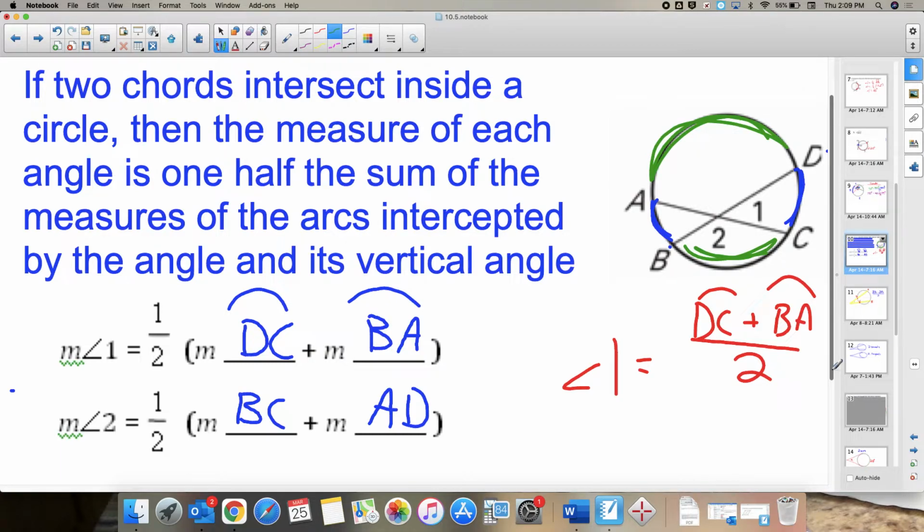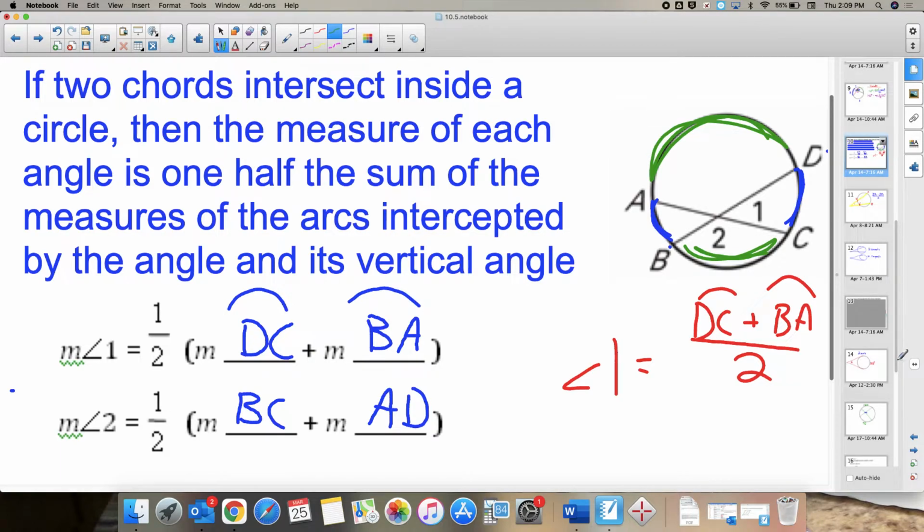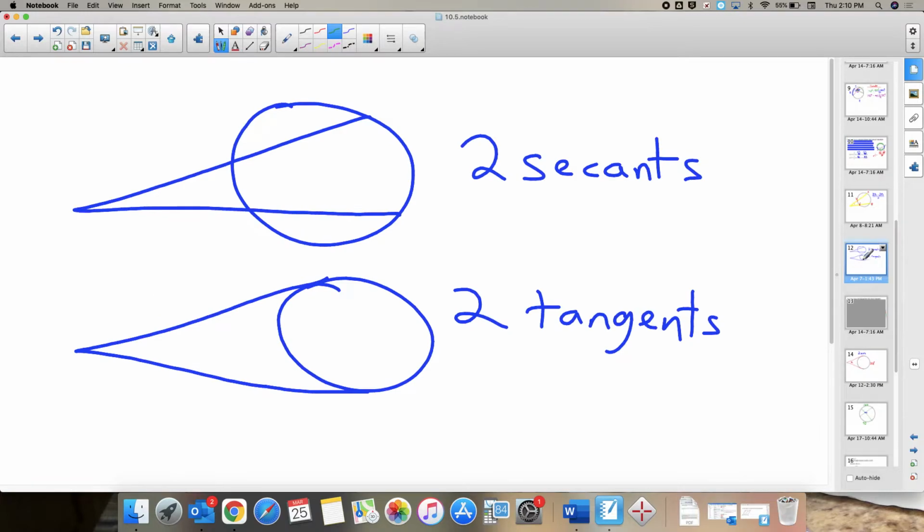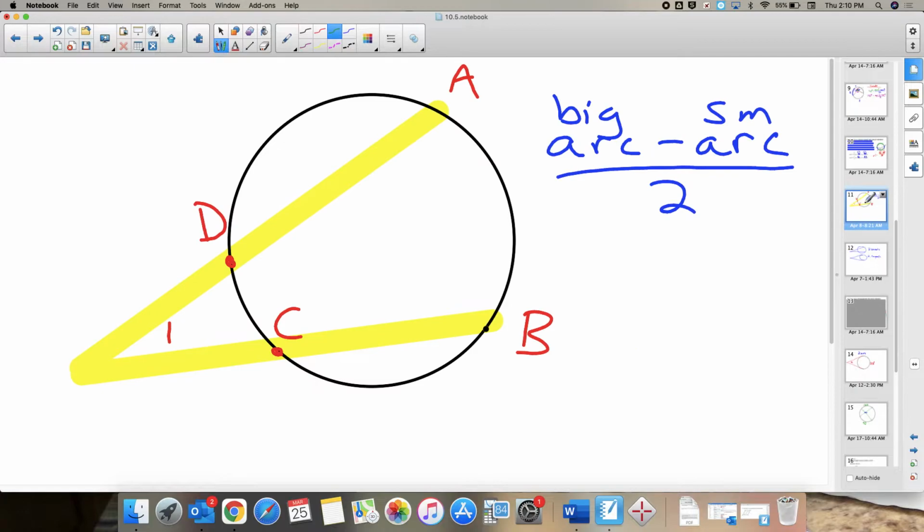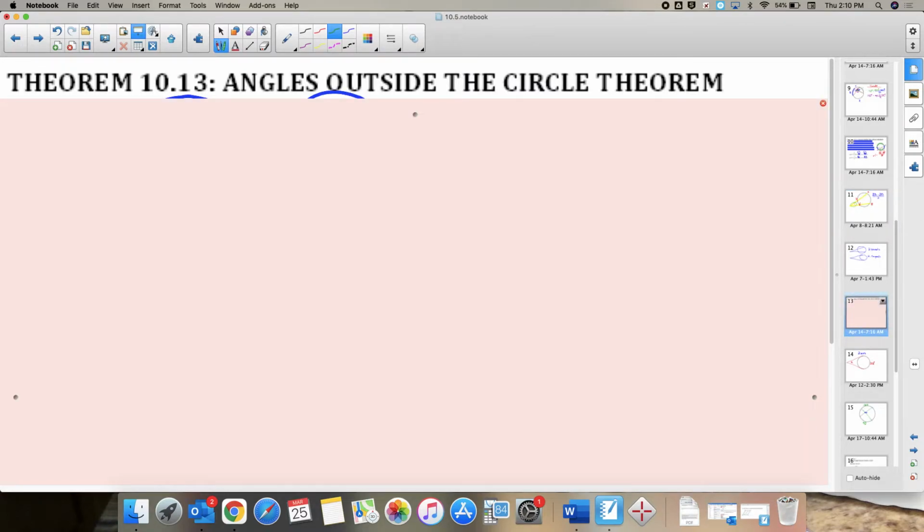We are also going to look at some examples that take it outside the circle instead. If you move them outside your circle, maybe you have 2 secants, or you have 2 tangents, or you can have a combination of them. Instead of adding and dividing by 2, we are going to subtract your arcs and divide by 2. So you will take your big arc minus your small arc divided by 2. And that will be the measurement of your angle. So inside the circle, we add and divide by 2. Outside the circle, you subtract and divide by 2. So that's your second theorem here, or your third theorem here today.